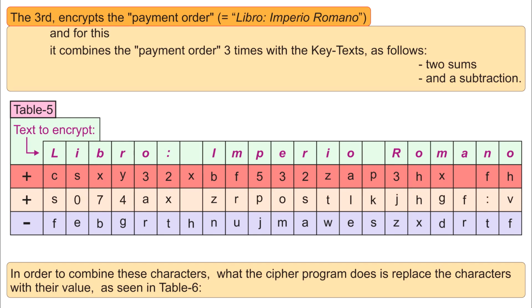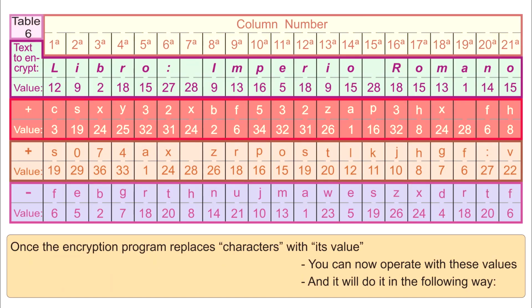In order to combine these characters, what the cipher program does is replace the characters with their value, as seen in Table 6. Once the encryption program replaces characters with their value, you can now operate with these values, and it will do it in the following way.